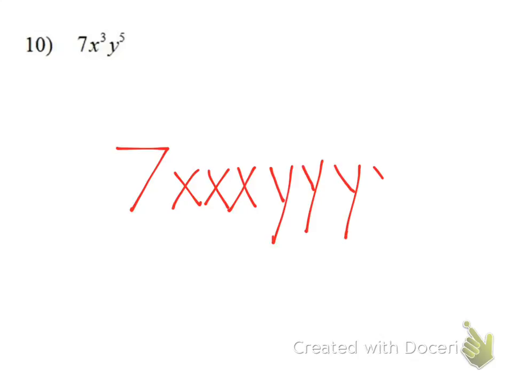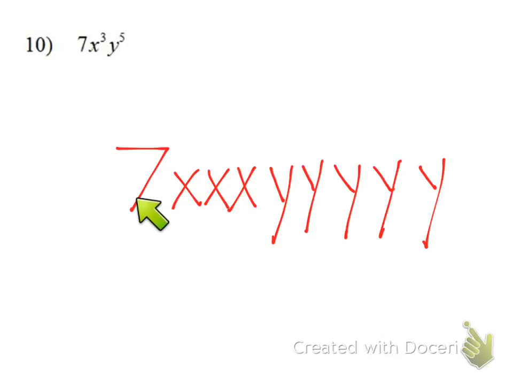Alright, how would I write 7 x to the 3rd y to the 5th? You can just put 7 and then x, x, x, yes. Y, y. Now, very good point. She said, I forgot the multiplication sign.